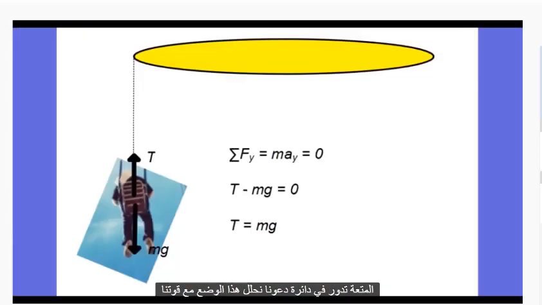Let's analyze this situation with our force diagram. Here is one of the chairs on the ride. Before the ride is spinning, the rider is at rest, no acceleration in the x or the y direction. So in the y direction, the sum of the forces in the y is equal to 0. And T is in the upward direction, weight is in the downward direction, and I see that the tension in the chain is equal to the weight of the person.